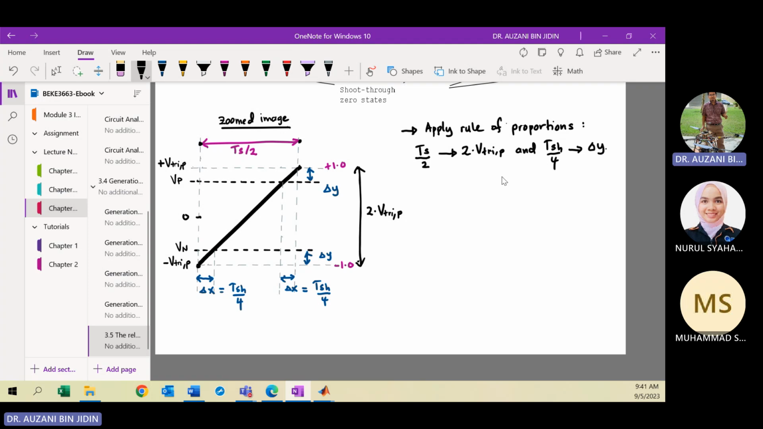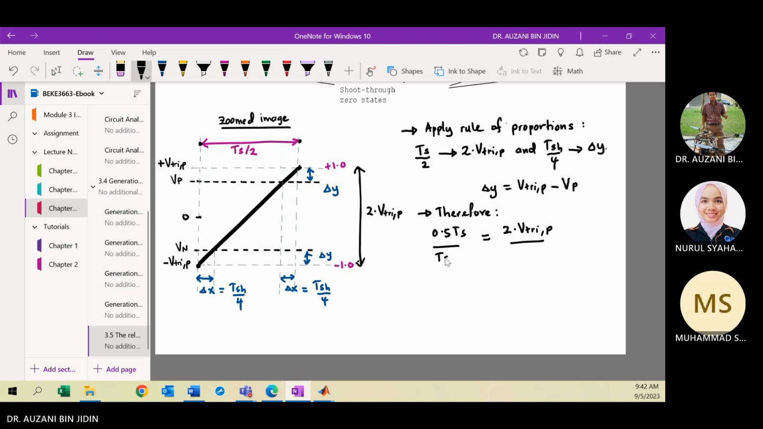So in this case, change of y you can calculate as what? V tri peak. So change of y is the difference between the peak of the triangular and VP. Pandai pun. Or V tri peak minus VN. Good. So from here, based on these two relations, actually you can write, okay, therefore, 0.5 TS by 0.5 TS, then you can equate to 2 V tri peak. Then here you divide, so this is shoot through period divided by 4, then here will be change of y, right?